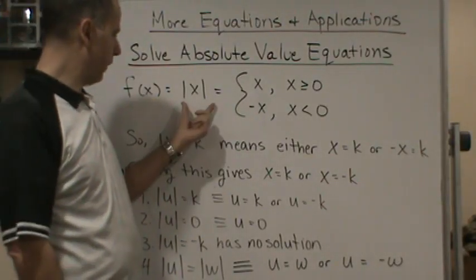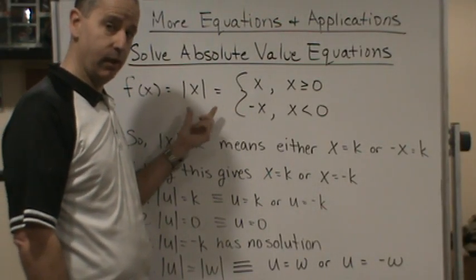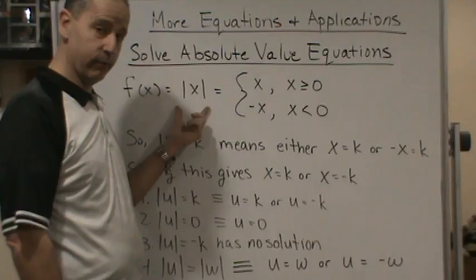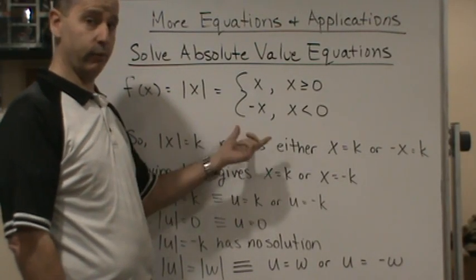Okay? So absolute value of 3 will give you 3. Absolute value of negative 3 will give you 3. Absolute value of negative 4 will give you 4. Absolute value of 4 will give you 4.